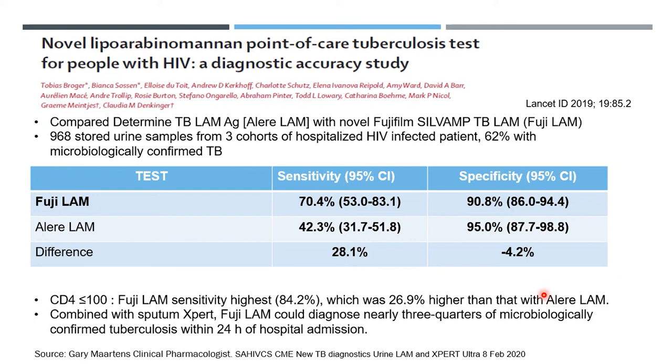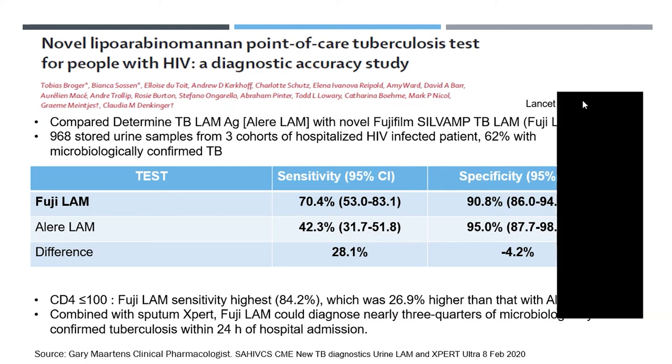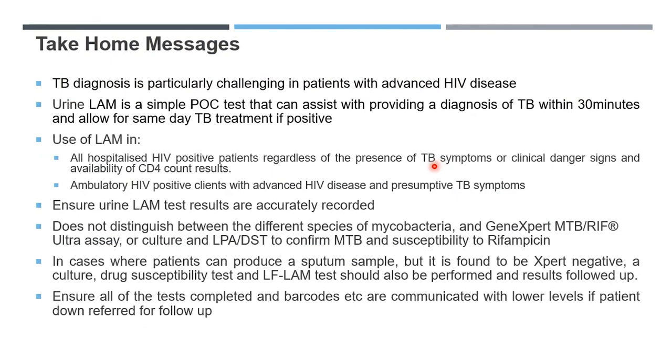I'm not sure when this will become available, because at the moment, the TB Alere LAM is the only one that has been endorsed by the WHO for use in the diagnosis of TB. What we can see from the study, though, is that combined with Xpert, the Fuji LAM could diagnose nearly three quarters of all those with microbiologically confirmed TB within 24 hours. And that certainly will go a long way in terms of us being able to manage our patients.